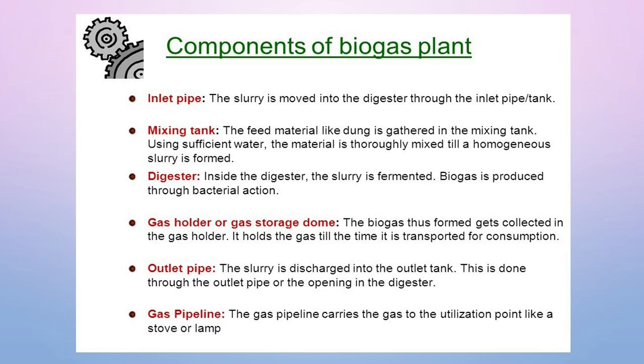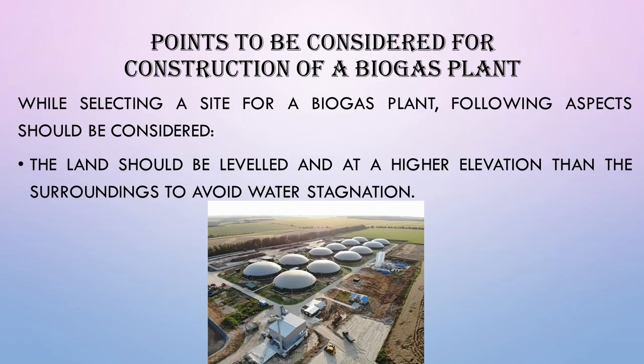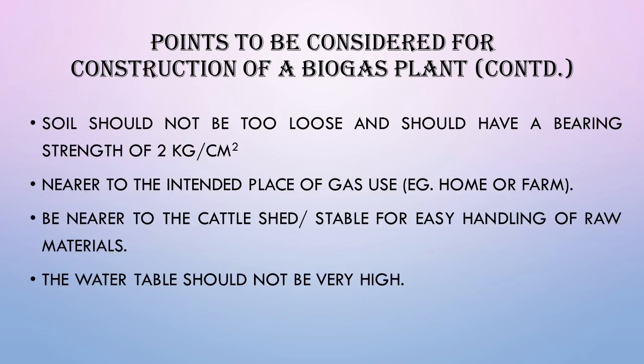Points to be considered for construction of a biogas plant. While setting a site for a biogas plant, the following aspects should be considered. The land should be level and at a higher elevation than the surrounding to avoid water stagnation. Soil should not be too loose and should have a bearing strength of 2 kg per centimeter square. It should be nearer to the intended place of gas use, that is home or farm. It should also be nearer to the cattle shed or stable for easy handling of raw materials.